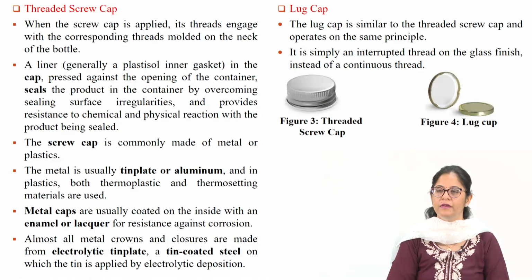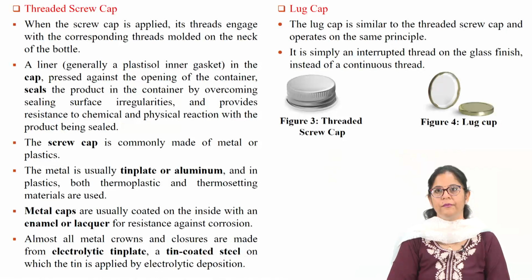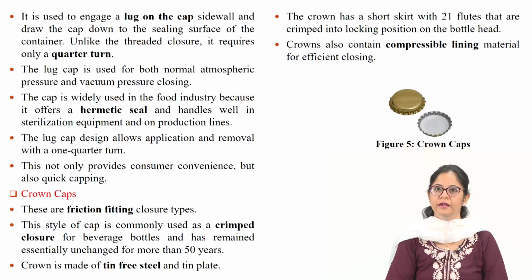A lug cap is similar to a threaded screw cap and operates on the same principle. It is simply an interrupted thread on the glass finish instead of a continuous thread. There are only 3 liners instead of continuous liners as in the case of the threaded screw cap. It is used to engage a lug on the cap side wall and draw the cap down to the sealing surface of the container. Unlike the threaded closure, it requires only a quarter turn.